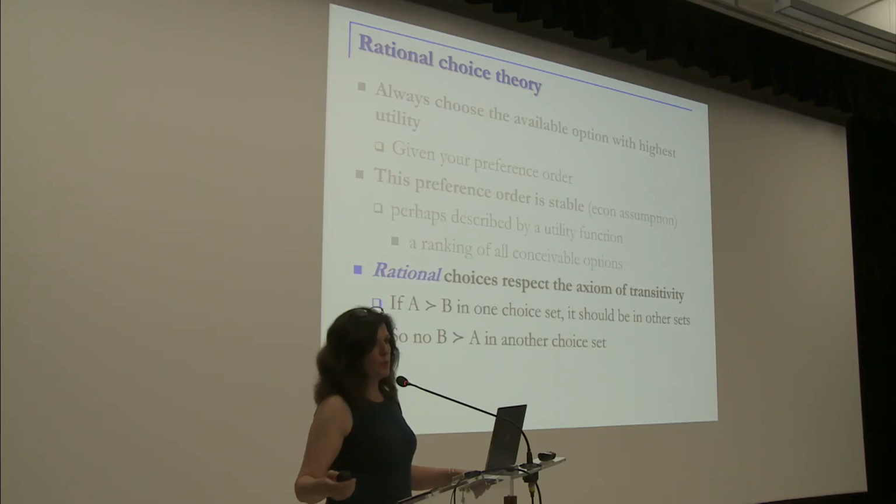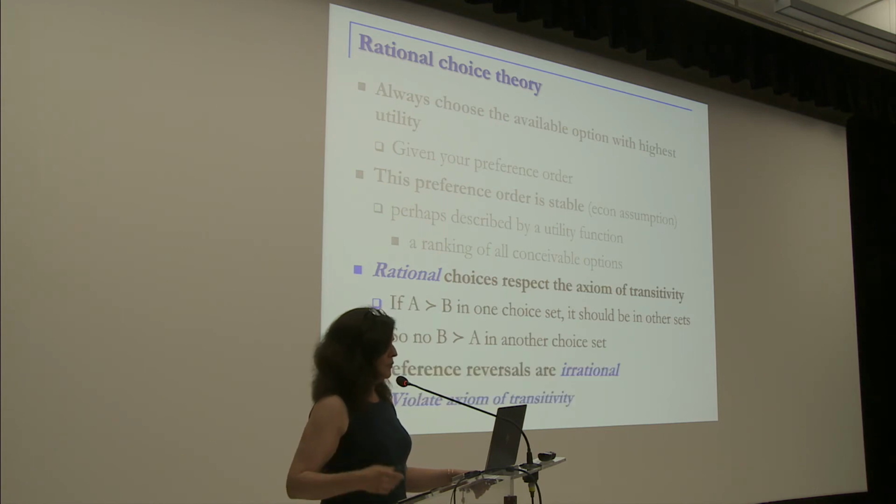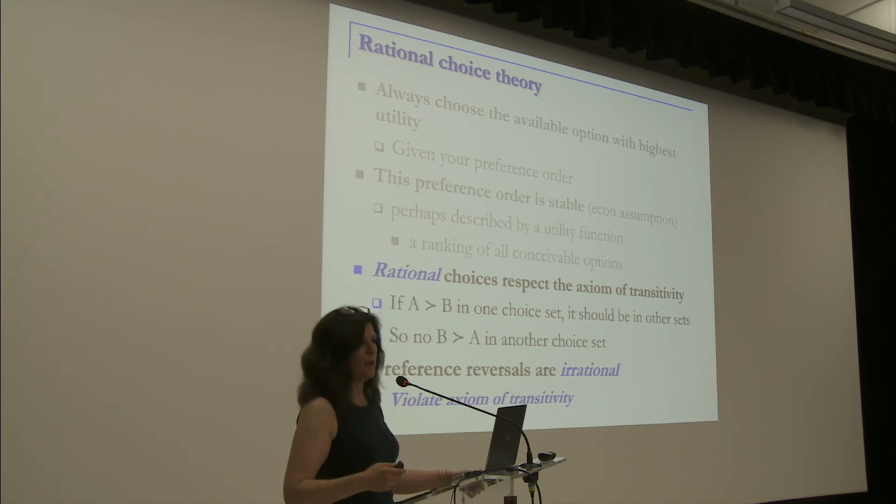It's a ranking of all conceivable options. And rational choices will respect the axiom of transitivity. That is, if you prefer A to B in one choice set, then when you encounter another choice set, you should also prefer A to B. So if you turn out to prefer B to A in another choice set, that's a preference reversal, and you've violated the axiom of transitivity and made an irrational choice.